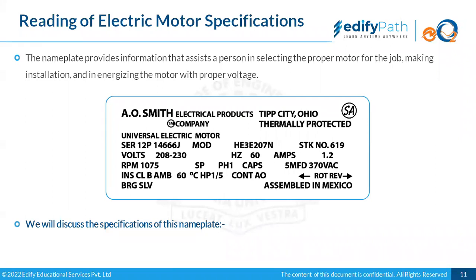Normally, industrial motors also have a particular plate where all the information related to the motor is mentioned, from its frame size and voltage level to the current rating at a particular level. The nameplate provides information that assists a person in selecting the proper motor for the job, making the installation, and energizing the motor with the proper voltage. So that helps us with proper identification of the motor. We will discuss the specification of this nameplate. It's a typical nameplate of an industrial motor, not an EV, but an industrial motor.